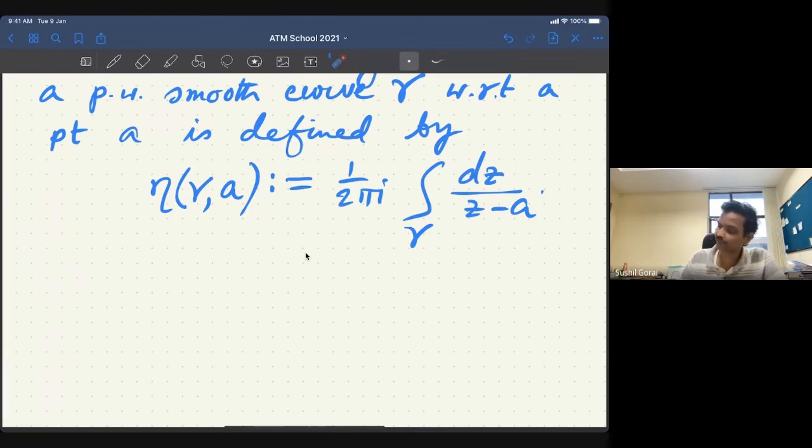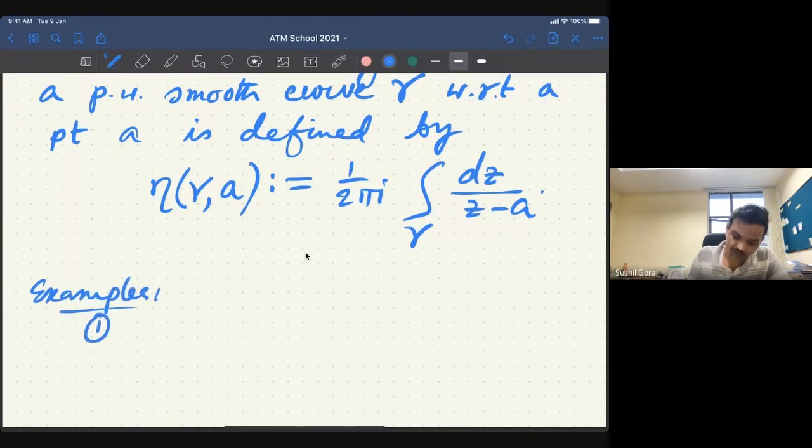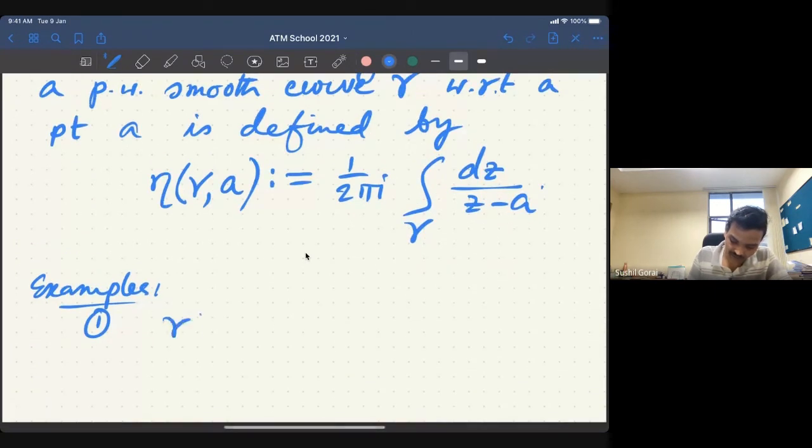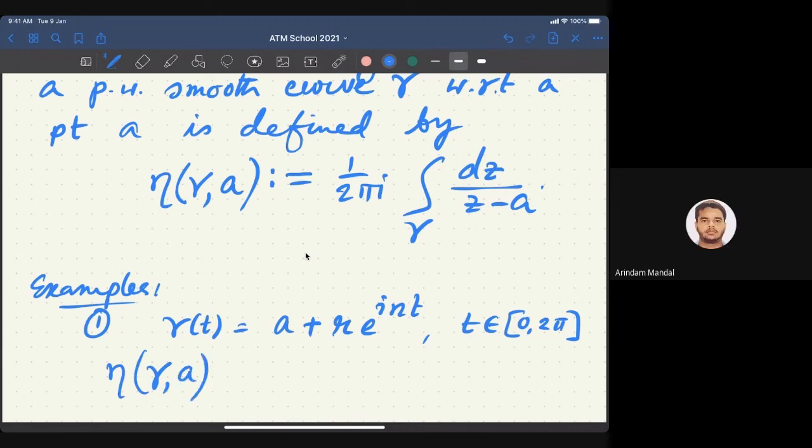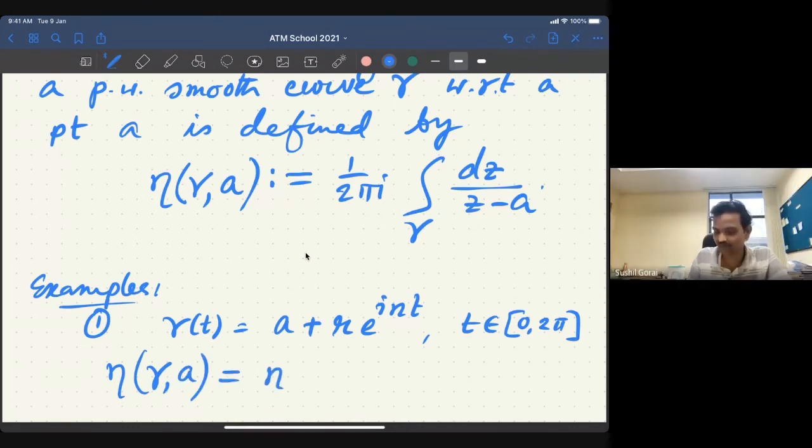It may be negative. So you can look at a few examples. For example, let's look at this one. Gamma(t) is A plus r e to the power i n t, t belongs to 0 to 2 pi. Right? What will be the winding number of gamma about A? It is n, right? You just compute.